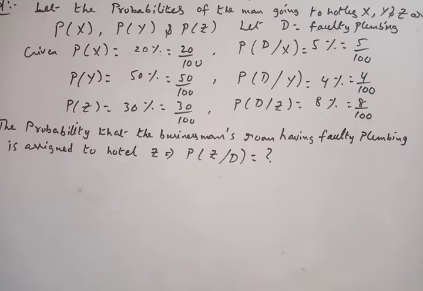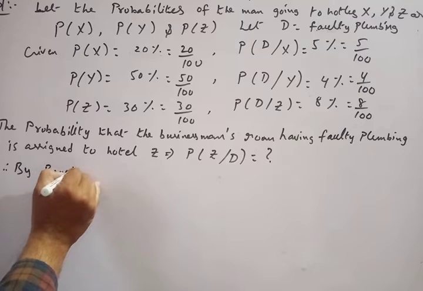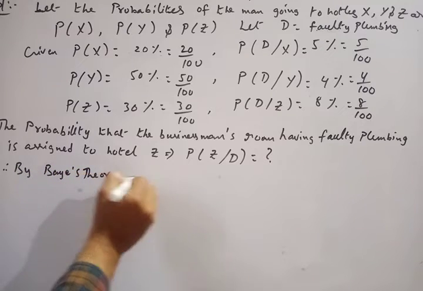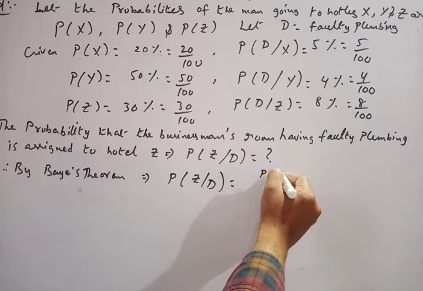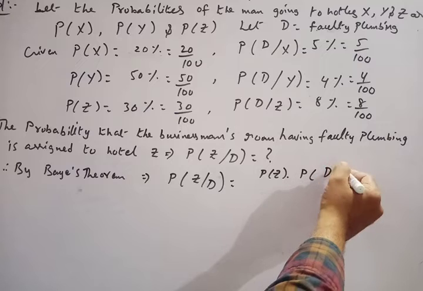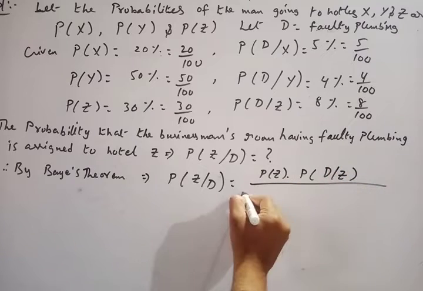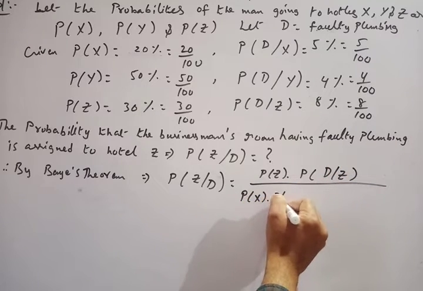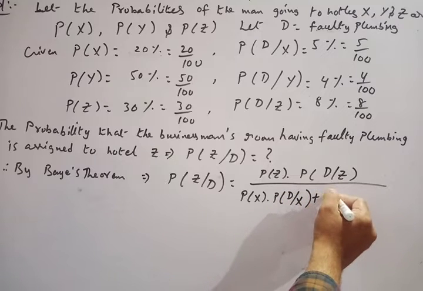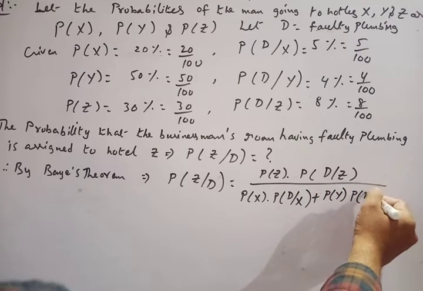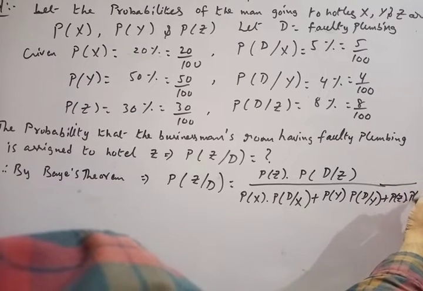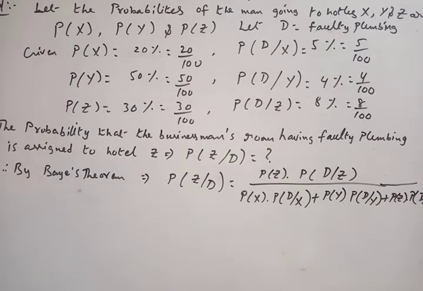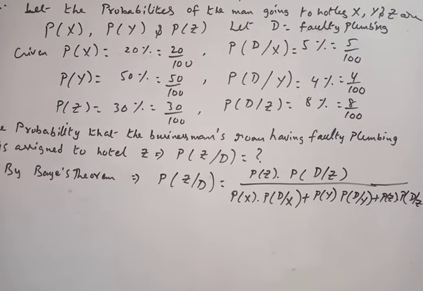Therefore, by Bayes' theorem, we need P of Z by D. So what is the formula? P of Z into P of D by Z, divided by the total: P of X into P of D by X plus P of Y into P of D by Y plus P of Z into P of D by Z.